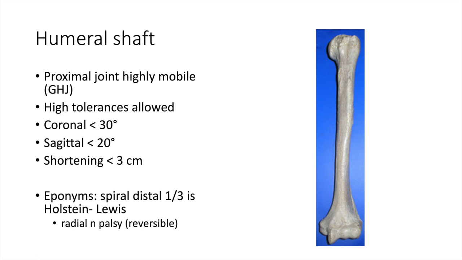Common eponym to know, you get a spiral distal third fracture with extension of the wrist palsy, so radial nerve palsy. You ask the patient, can you extend your wrist? They'll do so, maybe they'll have some weakness. You'll notice some sort of extension deficit in the wrist. You're gonna call that a Holstein-Lewis fracture because it's got a radial nerve palsy, and that palsy is reversible. We'll go over more high yield questions you might get asked in future videos.